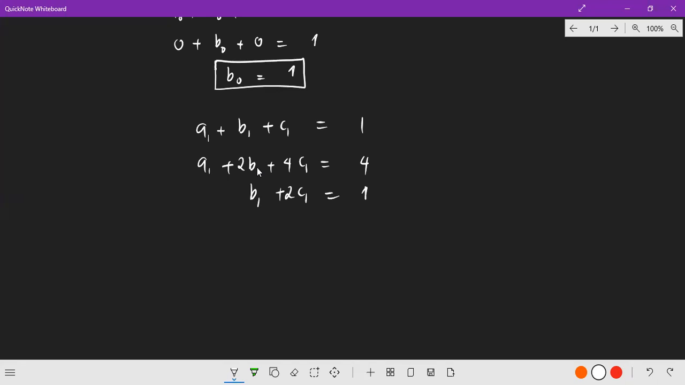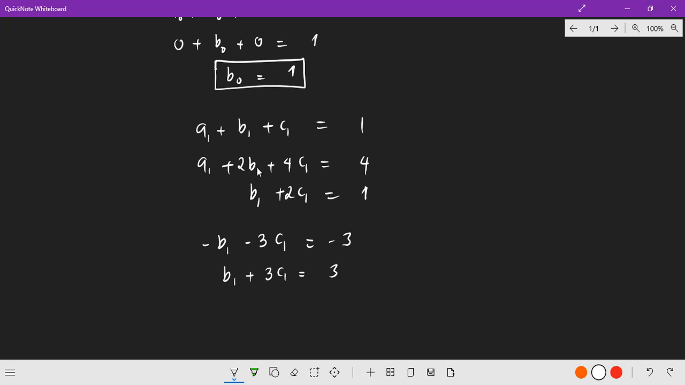Or it's the other way around. So I'll do this equation minus the second equation. So notice that A1 and A1 will subtract, B1 minus 2B1 just be negative B1. C1 minus 4C1 just be negative 3C1. And then 1 minus 4 just be negative 3. So you can divide throughout by negative 1. So we have B1 plus 3C1 is equal to 3.